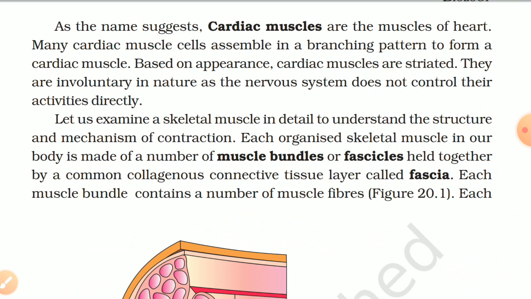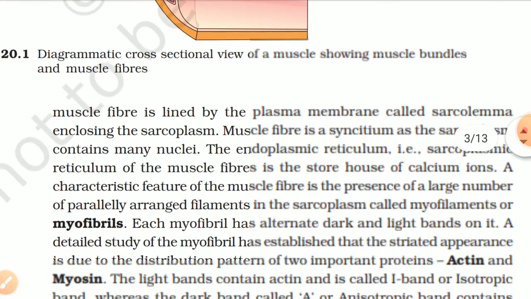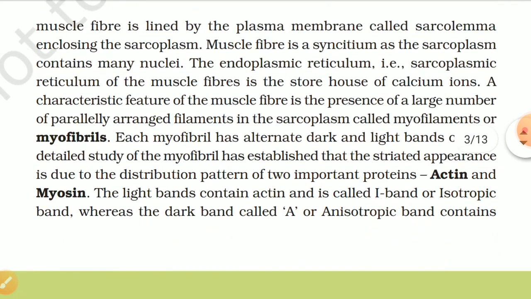Each organized skeletal muscle in our body is made of a number of muscle bundles or fascicles held together by a common collagenous connective tissue layer called fascia. Each muscle bundle contains a number of muscle fibers. Figure 20.1. Each muscle fiber is lined by the plasma membrane called sarcolemma, enclosing the sarcoplasm. Muscle fiber is a syncytium as the sarcoplasm contains many nuclei.